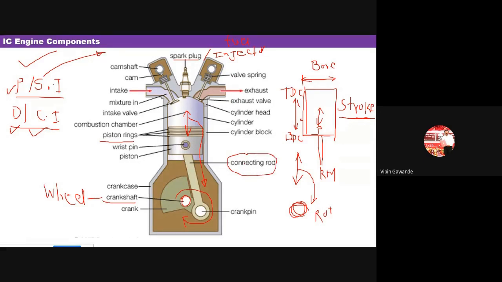The function of the connecting rod is to convert the reciprocating movement, that is the upward and downward movement of the piston, into rotary movement of the crank. Now this connecting rod has two ends. One end is called the big end, and the other end is called the small end. The big end of the connecting rod is connected with the crank, that is the bottom end of the connecting rod.